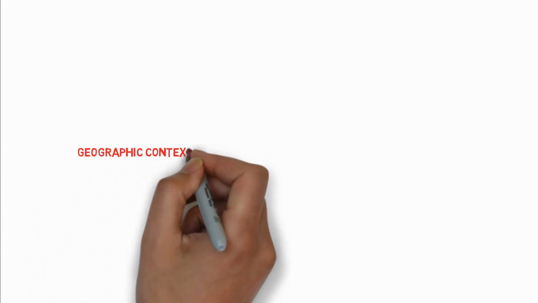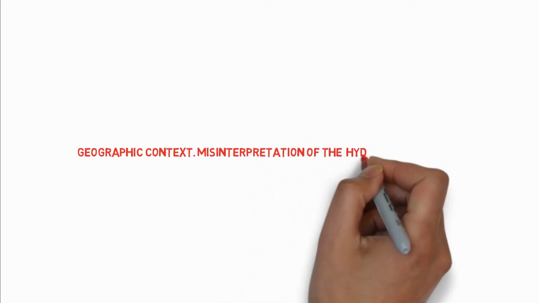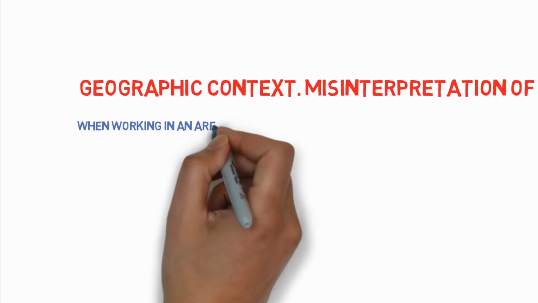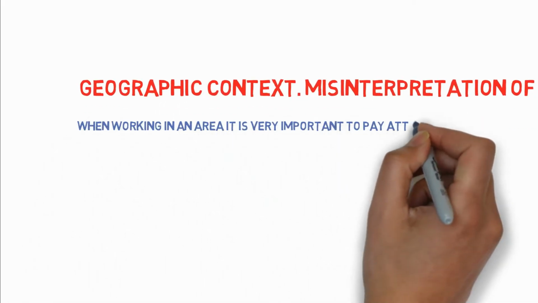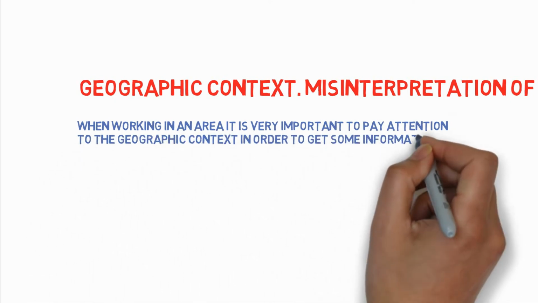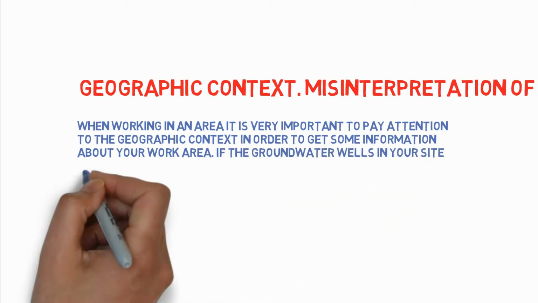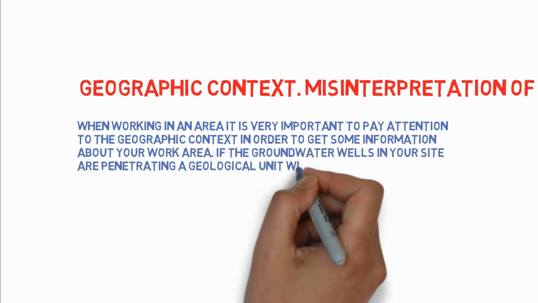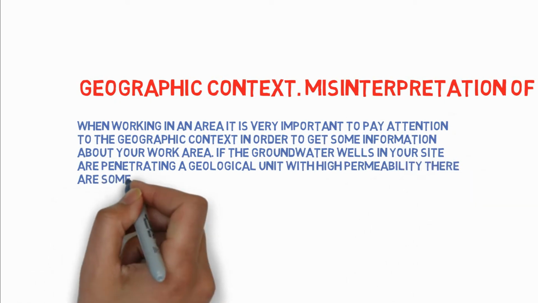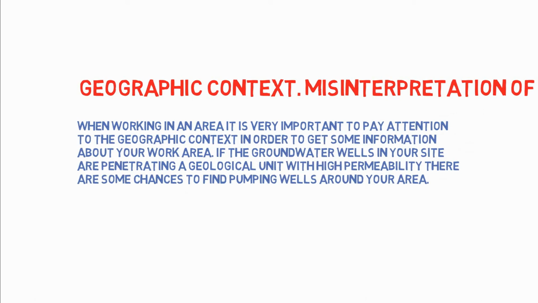Geographic context means interpretation of the hydraulic gradient. When working in an area, it is very important to pay attention to the geographic context in order to get some information about your work area. If the groundwater wells in your site penetrate a geological unit with high permeability, there are some chances to find pumping wells around your area.